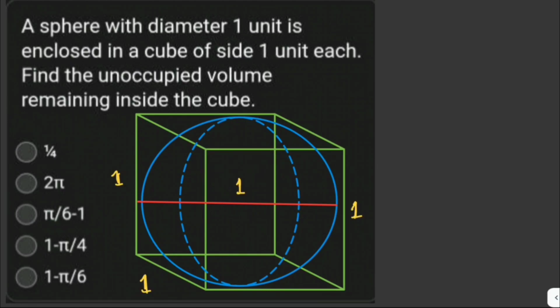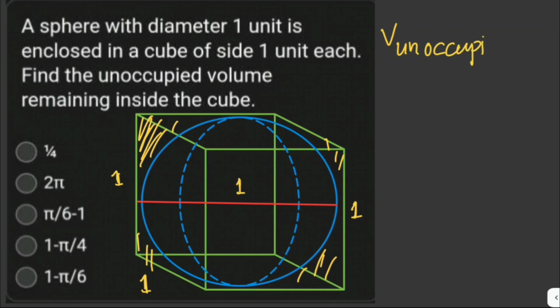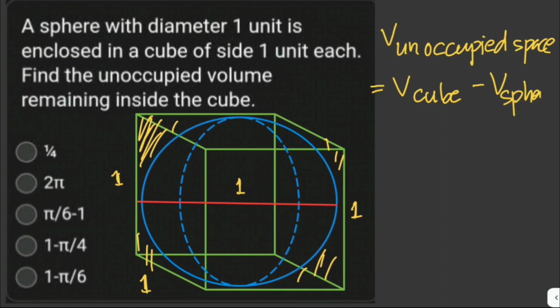Now to solve for the unoccupied volume remaining inside the cube, so that means this space here, we just need to find the volume of the cube minus the volume of the sphere. So that would be volume of unoccupied space equals the volume of the cube minus the volume of the sphere.